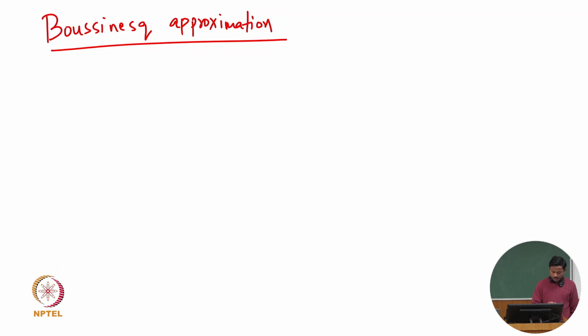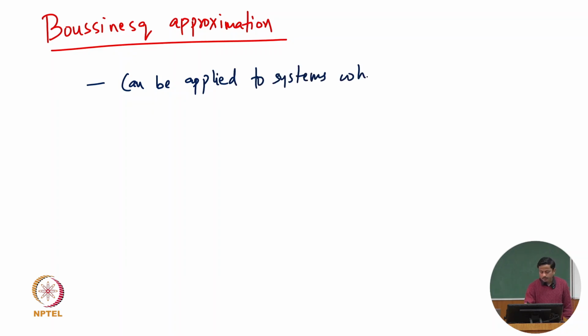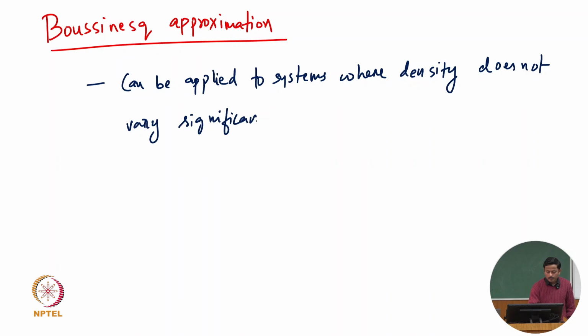So this is an additional simplification where we say that the variation of density in the fluid can be ignored unless it's multiplied with the gravitational acceleration term. So we'll see what that means. So this can be applied to systems where density does not significantly vary. So this is true for most of the cases that we'll be dealing with.